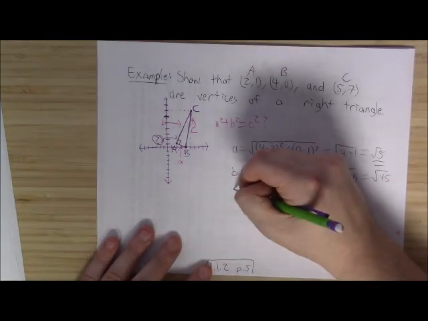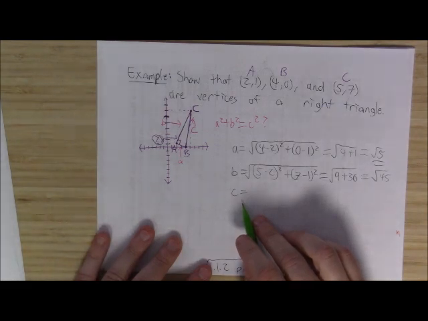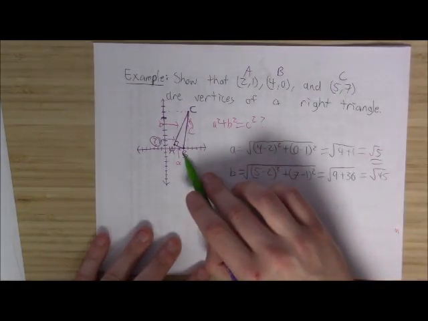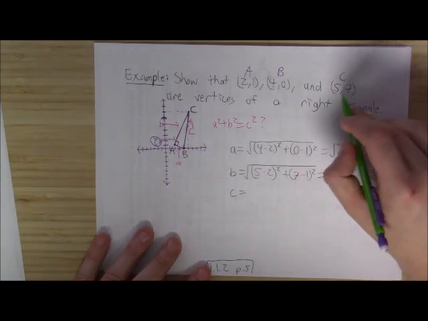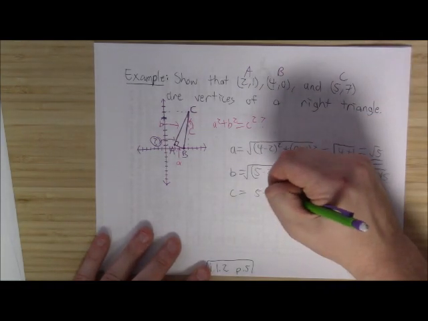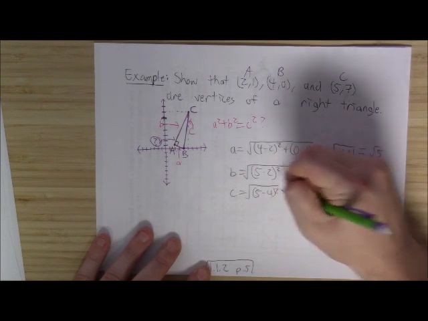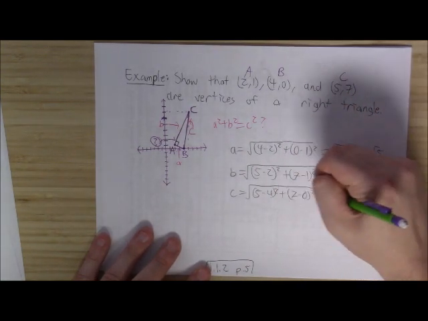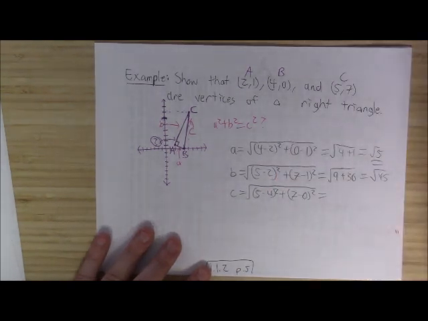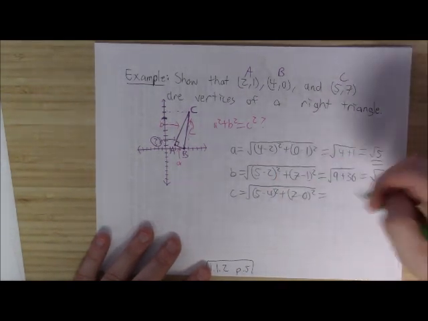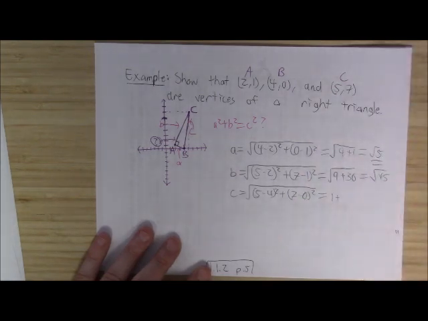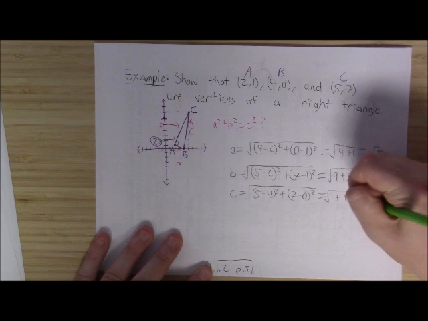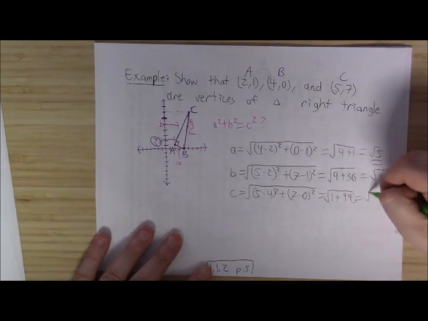And now for C, C is the distance between B and C, so we have (5 minus 4) squared plus (7 minus 0) squared. That is, we have 5 minus 4, which is 1, squared is 1, plus 7 squared is 49. If we do that out, then we get 50, the square root of 50.